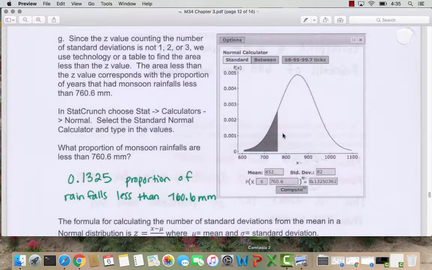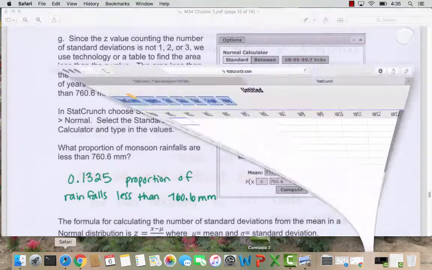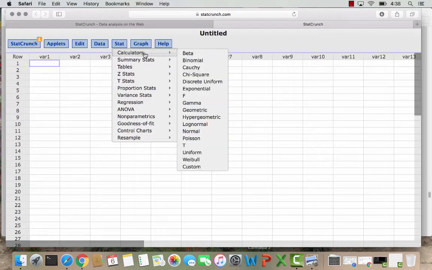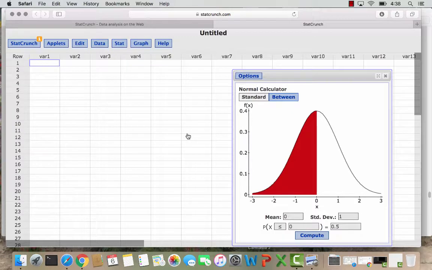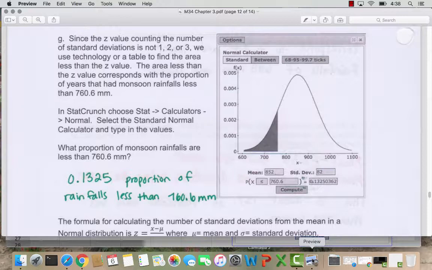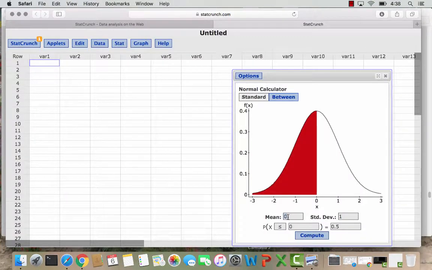So how do we figure out, well, what area is that? We're going to use technology to recreate this picture since it's not a nice even 1, 2, or 3 standard deviations. So in StatCrunch, we go to Stat, Calculators, Normal Calculator. And then we want to put in the mean and standard deviation that correspond. So if we look back at our distribution, we know the mean is 852 and the standard deviation is 82. So we fill those values in.